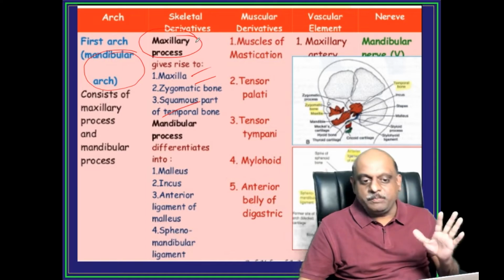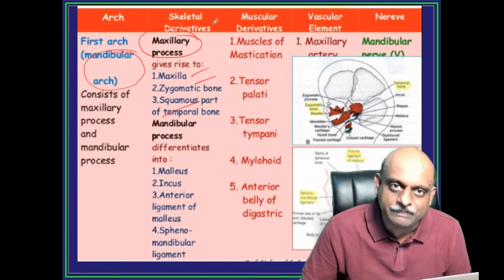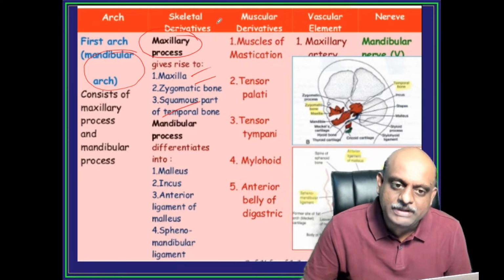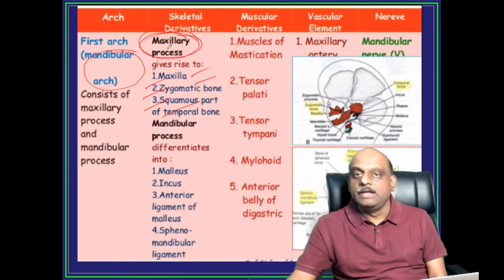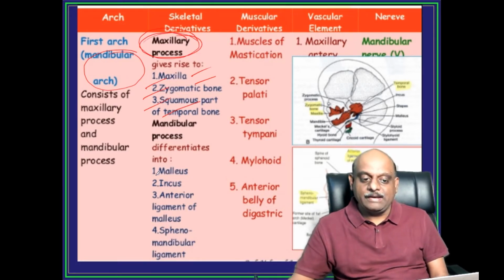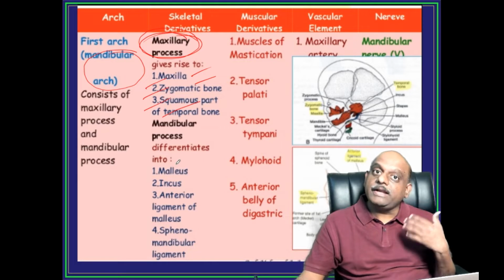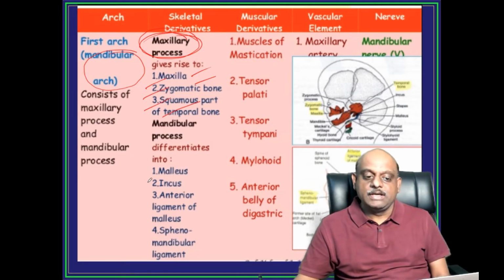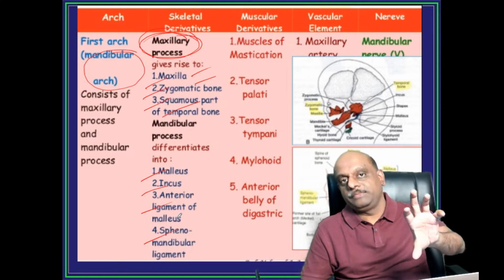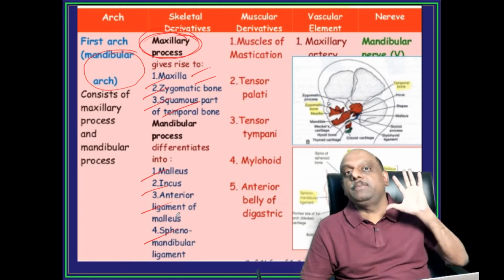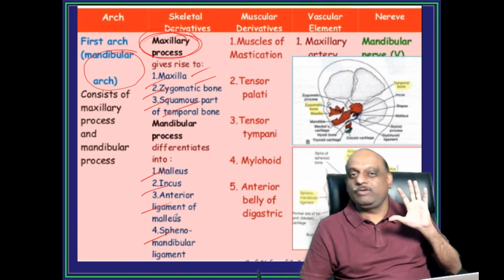So this is most important thing which is frequently asked in the NEET PG exam. So maxilla, zygomatic bone, squamous part of temporal bone, they're all derived from the maxillary process. Then what are the derivatives of the mandibular process? Malleus, incus, anterior ligament of the malleus, sphenomandibular ligament, they're all the derivatives of the mandibular process. You will not forget, right?